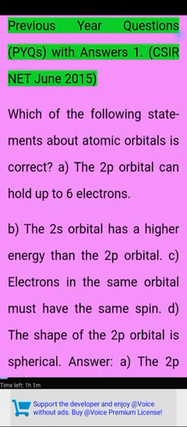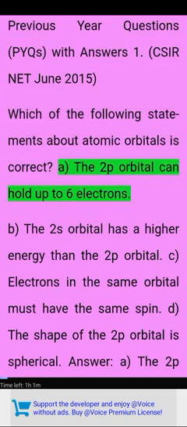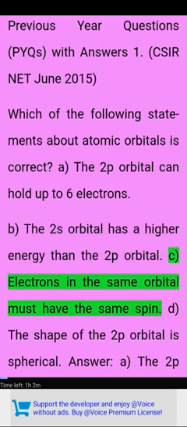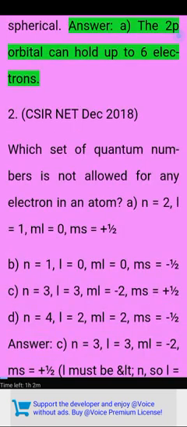Previous year questions, PYQs, with answers. 1. CSIR NET June 2015. Which of the following statements about atomic orbitals is correct? A. The 2p orbital can hold up to 6 electrons. B. The 2s orbital has a higher energy than the 2p orbital. C. Electrons in the same orbital must have the same spin. D. The shape of the 2p orbital is spherical. Answer: A. The 2p orbital can hold up to 6 electrons.